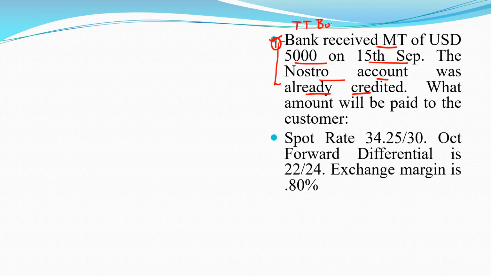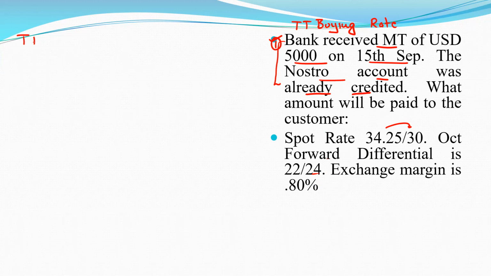I request all of you to please try to solve the question and give your answers. The bank received a money transfer of USD 5,000 on 15th September. The Nostro account was already credited in this case. So what amount will be paid to the customer? We have the spot rate, the October forward differential, and the exchange margin given.